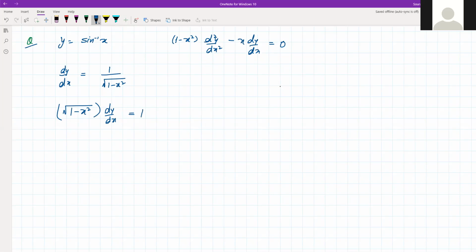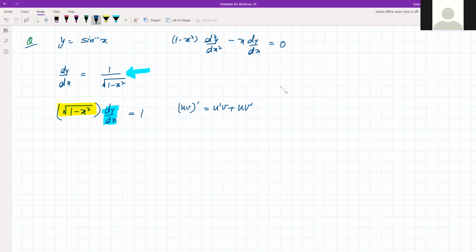Now if you see this carefully, there are two functions. One is this function and another function is this. Both are functions. dy by dx is also a function, which is clear here. Right, so that means now this is in the form of uv, and (uv)' is equals to u'v plus uv'. So now apply that rule here.